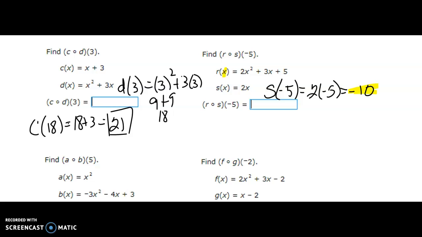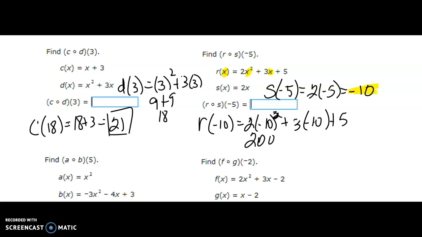S of negative 5 equals 2 times negative 5, which is negative 10. Now negative 10 is going to go in for every x. So R of negative 10 equals 2 times negative 10 squared plus 3 times negative 10 plus 5. You're going to square it first. Negative 10 times negative 10 is 100. 100 times 2 is 200.